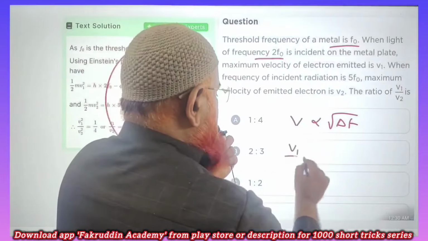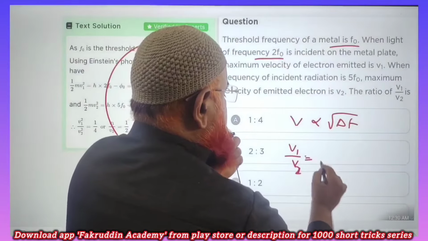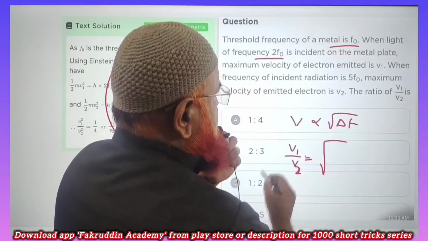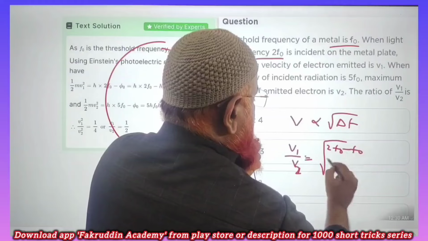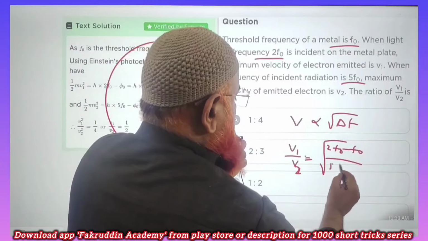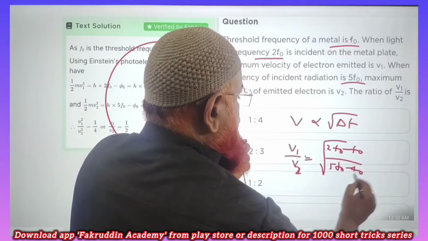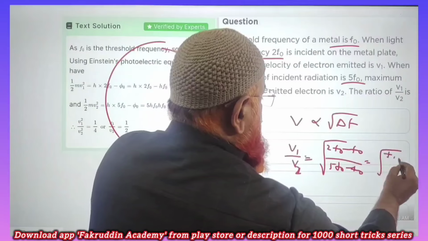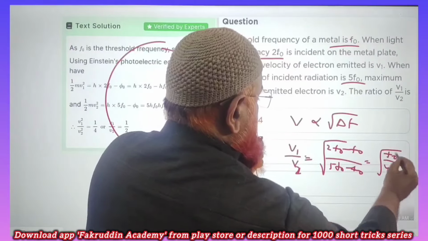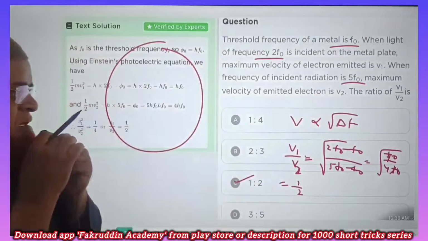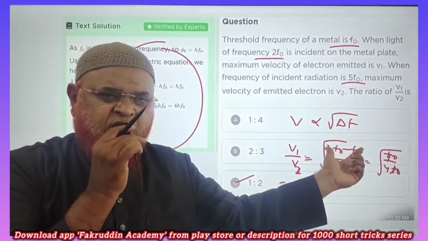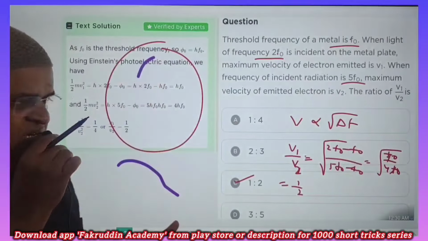So therefore we can write velocity v1 by v2 is equal to the square root of the frequency difference, which is nothing but here this is 2f naught minus f naught, and this is 5f naught minus f naught. So we'll be getting square root of f naught by 4 f naught. So your answer is 1:2. So this is C option. With the simple shortcut formula, you can solve this problem instead of going with lengthy methods. Thank you very much.